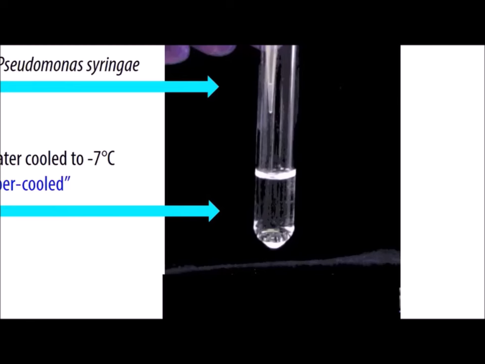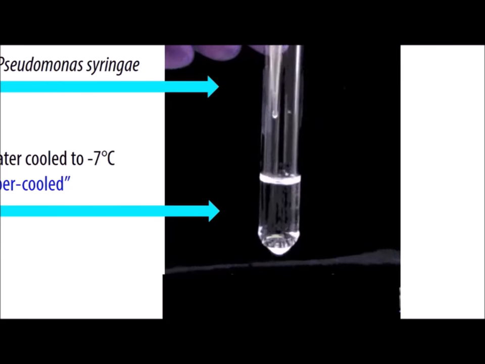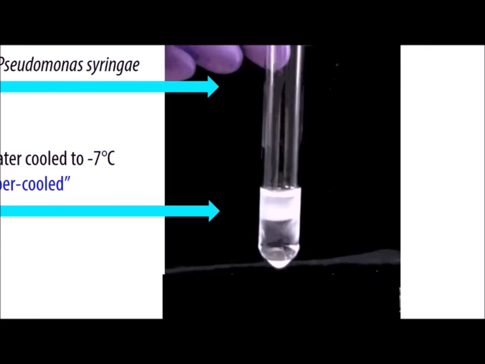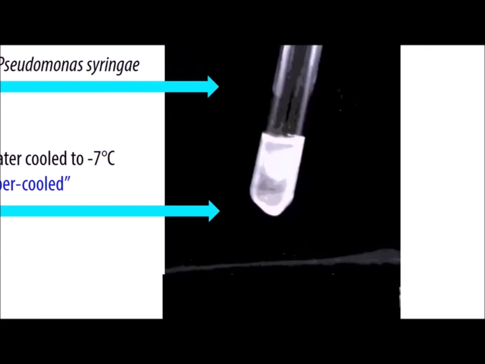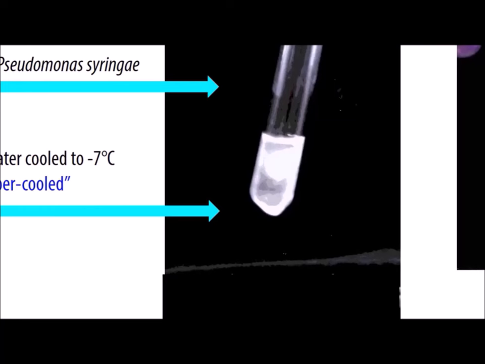This is a very rapid reaction, as you will see in this short film of Pseudomonas syringae inducing ice to form in water that has been cooled to -7 degrees Celsius. This water would have remained in a liquid state if we hadn't added the bacterial suspension.